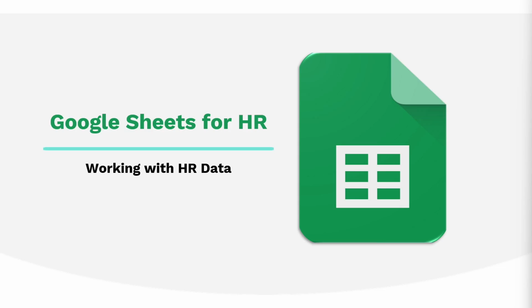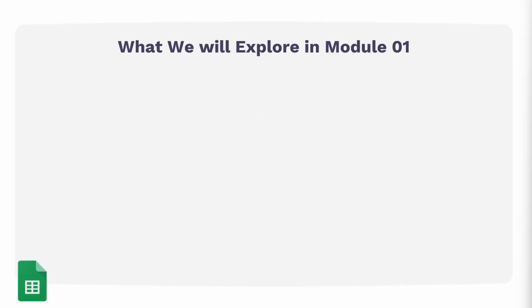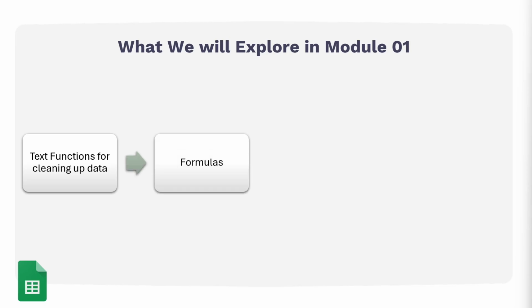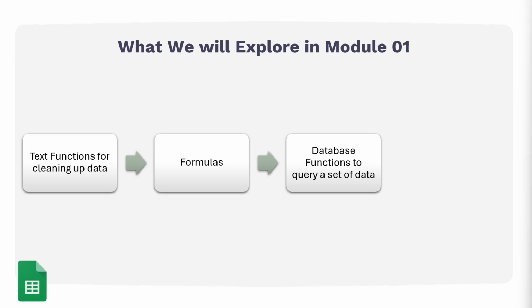In today's course, we'll take a look at how we can use Google Sheets to analyze and work with HR-based data. We do have two modules for this course. In Module 1, we'll start off with just some text functions that we can use to clean up or organize our data. We'll also be able to write some formulas along the way to calculate just some HR-related type of information. We'll take a look at some common database functions that's used to query a set of data.